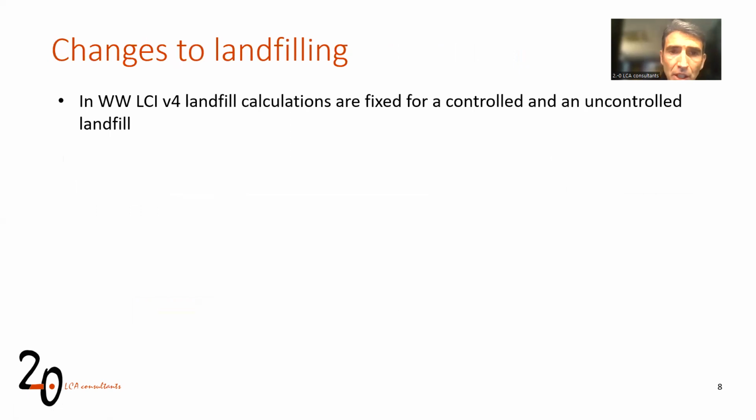Then we have changes to the landfill model. This is another topic in version 5. In version 4, the landfilling calculations are fixed for two types of landfill: a controlled landfill and an uncontrolled landfill. Of course, the inventory is going to be dependent on the composition of the waste that is going to be landfilled, but that's about it.